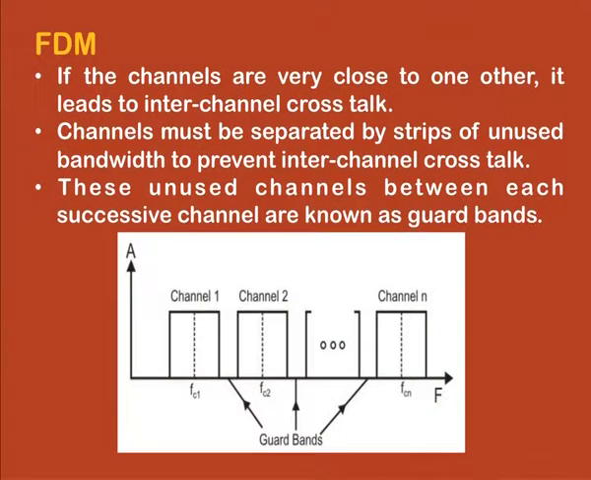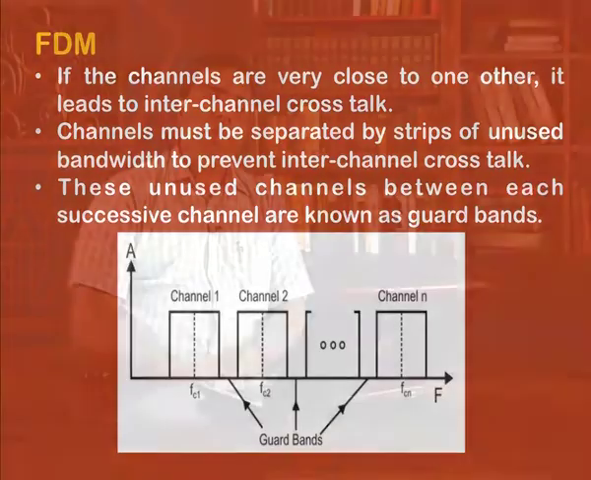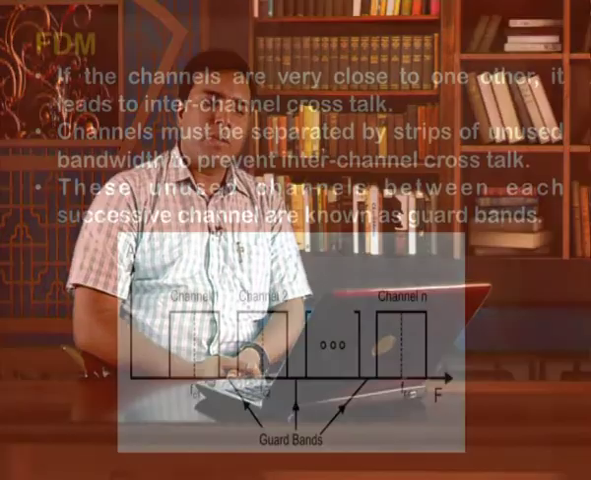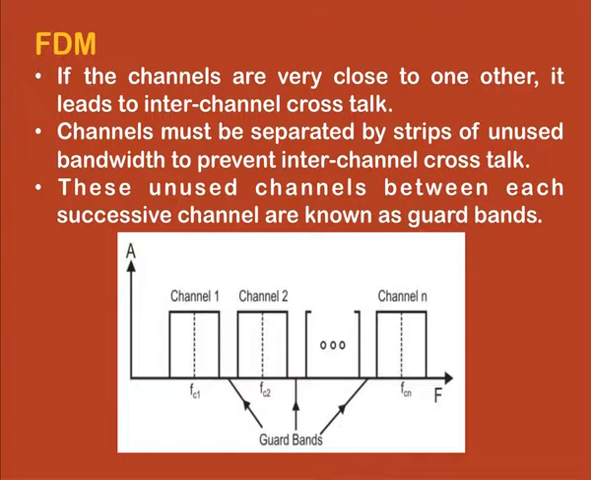In FDM channels, we would ideally like to have these individual channels as close as possible, but if we do that, then there is a possibility of inter-channel crosstalk due to the filter characteristics which are used at the receiver side. So, in order to avoid this inter-channel interference or crosstalk, we must separate the independent channels by a band of frequencies which are unused, and these are referred to as guard bands. These guard bands are shown in the schematic here, where you can see that channel 1, 2 and 3 are all separated by a guard band.